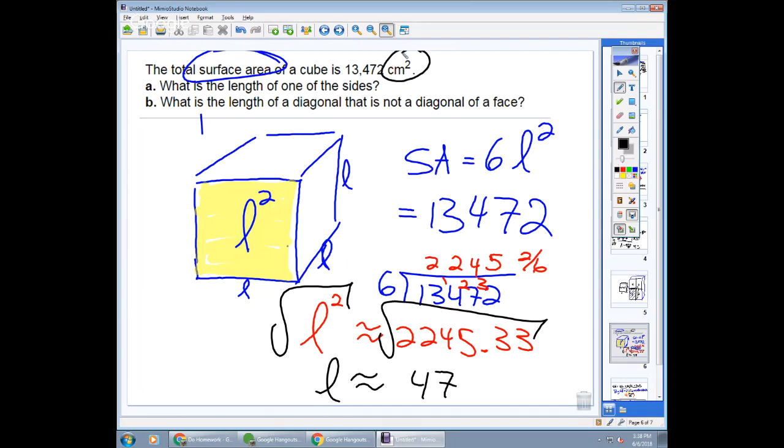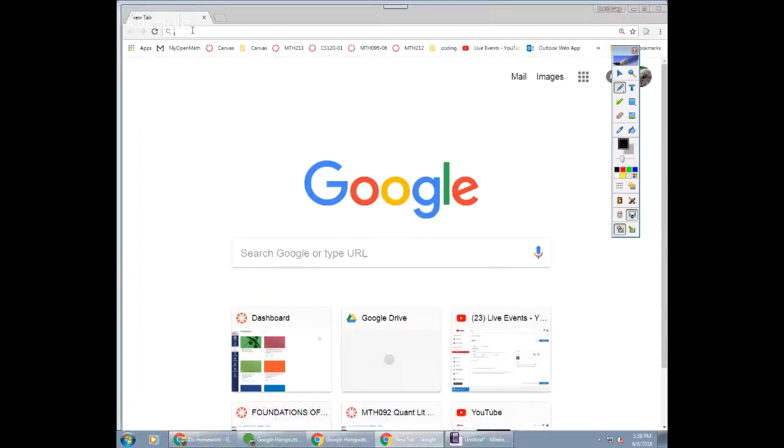It was centimeters squared, but we took the square root of that square, so it's just in centimeters. So the length should be about 47 centimeters. To double check that, we could plug it into the formula here and see if we get something close to that 13,000.